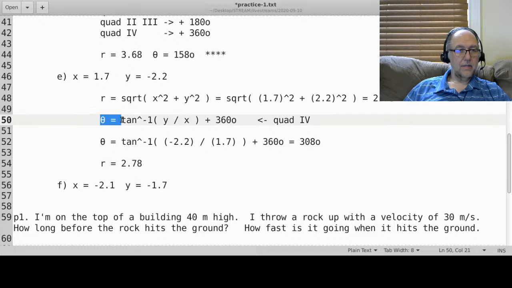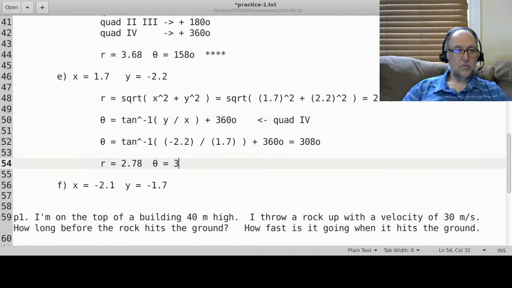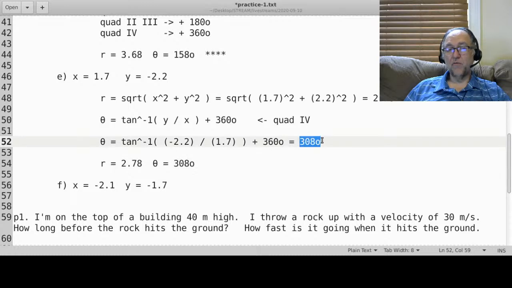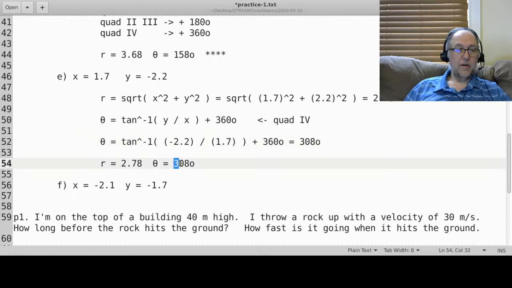Theta is equal to 308 degrees. Is 308 degrees in quadrant 4? Yep. Because quadrant 4 is from 270 to 360. Sorry, 275 to 360. And so it's in that range.